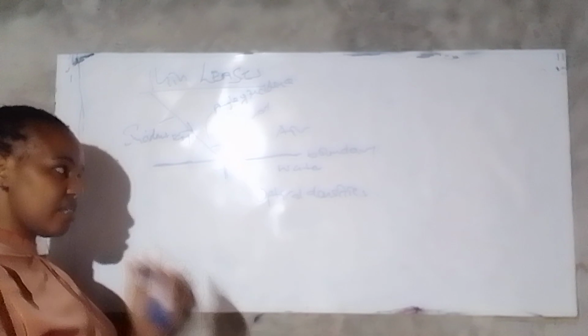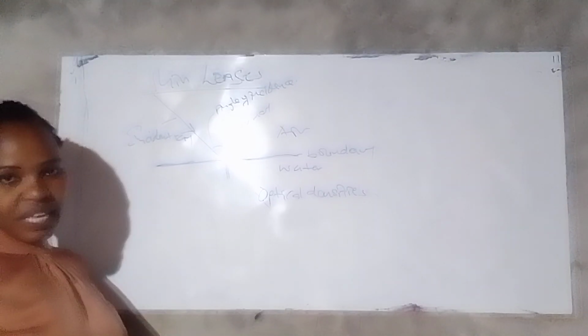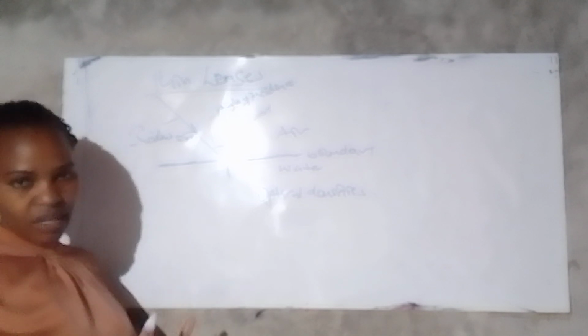Then when that ray hits the boundary, we know that light should travel on a straight line, but only when it is traveling through the same material medium of the same optical density. But when it is moving from one medium to another, and the optical densities are changing at the boundary, then the speed of that ray of light will change.